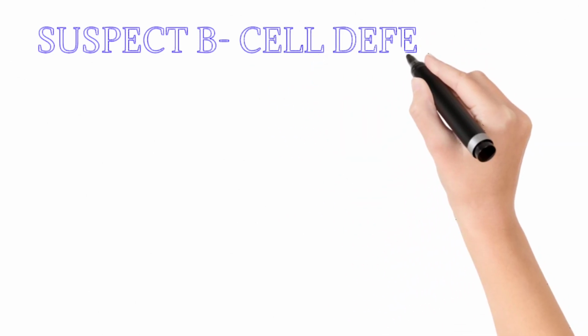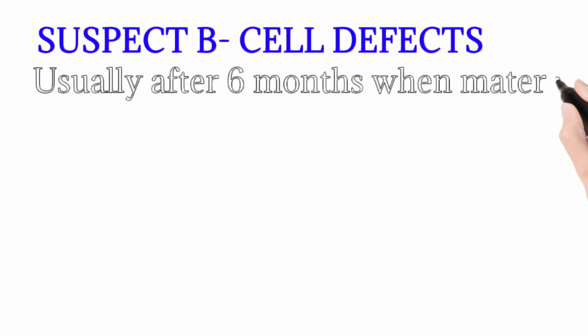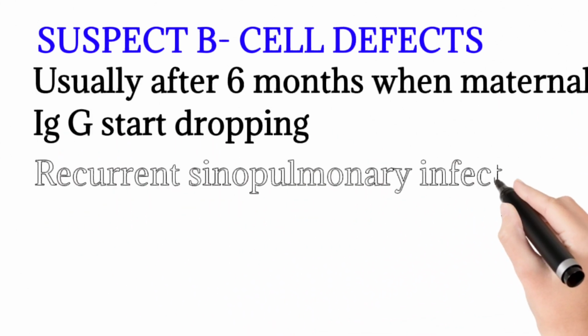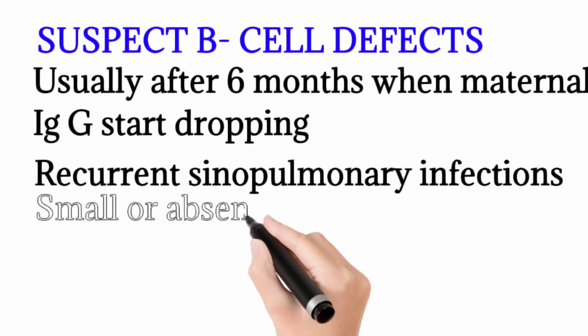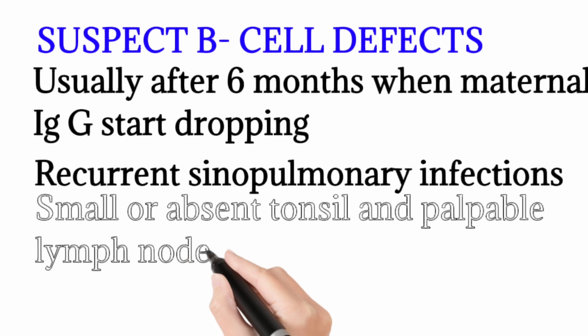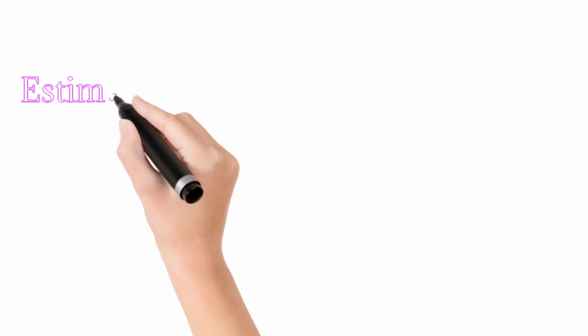Now, when to suspect B cell defect? It usually presents after 6 months when the maternal IgG starts dropping. There is a history of recurrent sinopulmonary infection. You may find absent tonsils and palpable lymph nodes also in this child.